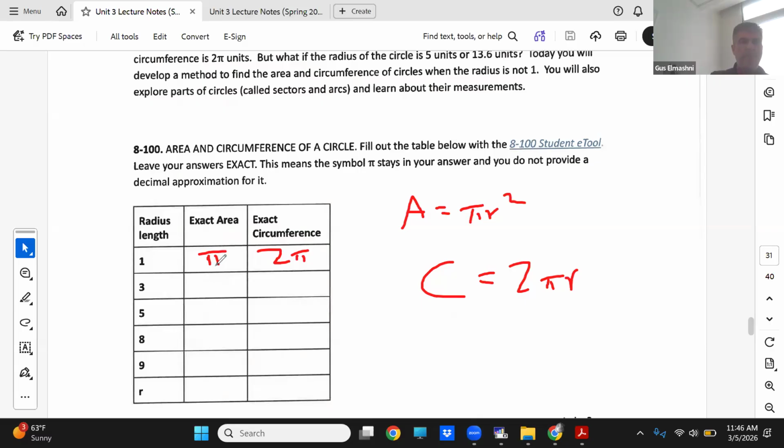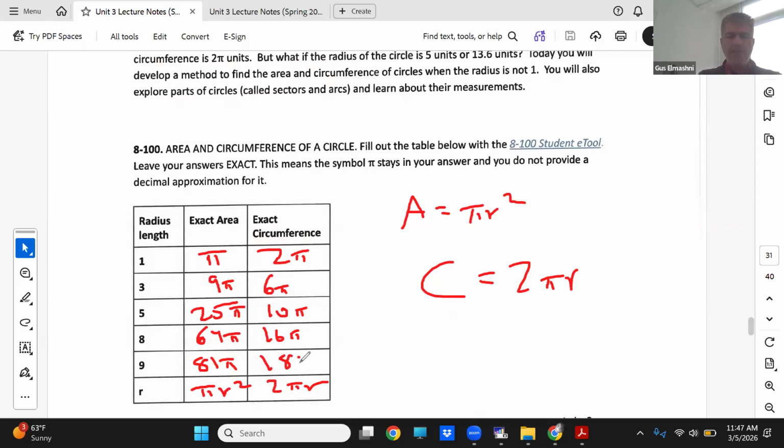So what do you guys think is happening when radius is 3? 9 pi. 25 pi. 64 pi. 81 pi. And of course, pi r squared. And that would be 2 pi r. Now here, this just scales up appropriately. That's 6 pi, 10 pi, 16 pi, 18 pi, and so forth.